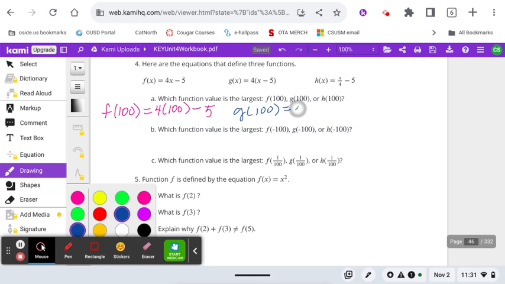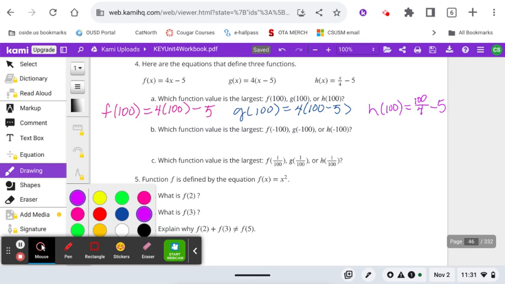G of 100, you're going to just plug 100 in for X and grab a calculator and solve that. Finally, H of 100. You're going to put 100 in for X and then plug that into a calculator and solve it. After you've solved all three, which one is the greatest?